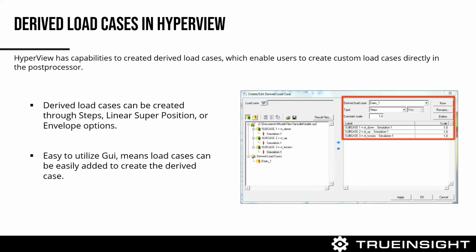Derived load cases tend to be beneficial if you have multiple load cases. So if you're doing any type of transient analysis, whether it's heat transfer, dynamic, structural, or CFD, something where there's some type of transient application, derived load cases tend to be very powerful in HyperView. It's also a very easy GUI, and we'll step through how to build these load cases together.